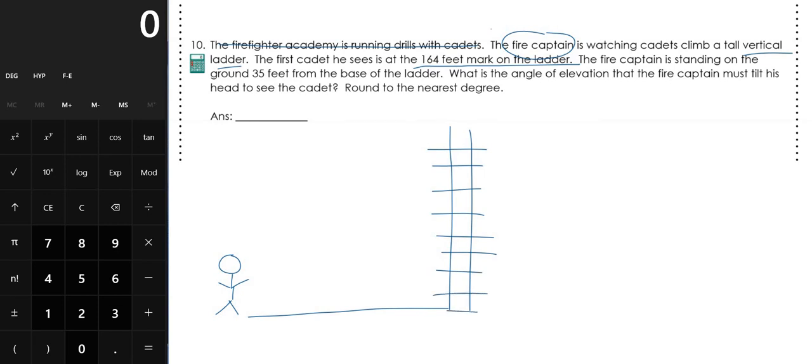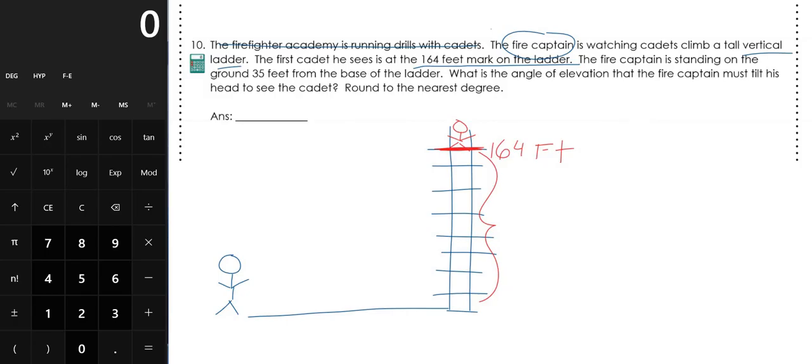Okay, so the first cadet he sees is at the 164-foot mark. Okay, so let's draw a cadet. Let's imagine the 164-foot mark is, well, let's say he did a great job. It's at the top. 164 feet high. Okay, so that's this vertical distance. It's 164 feet. So he's here, and the fire captain sees him.